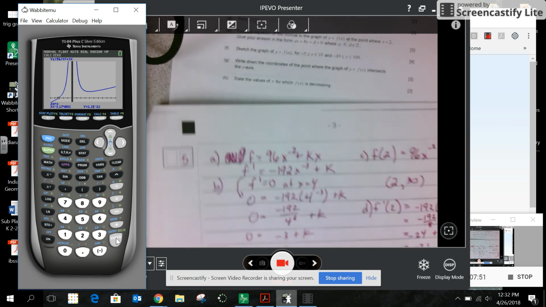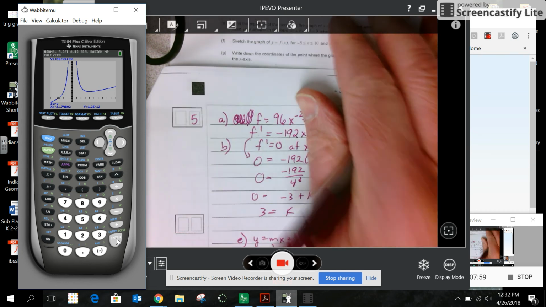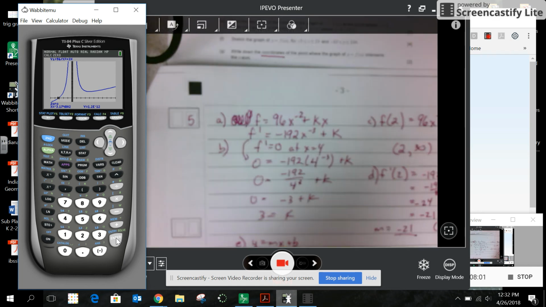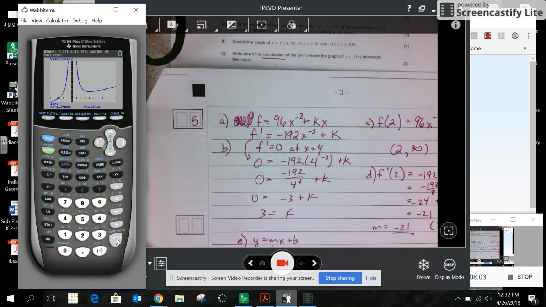State the values for which f of x is decreasing. That means decreasing means negative slope. So negative slope starts here at 0 and goes all the way to my minimum point, which they already told me was at 4. So you could write it like this. Probably write it in words. As long as you say between, we're not including those values, and then you have it.